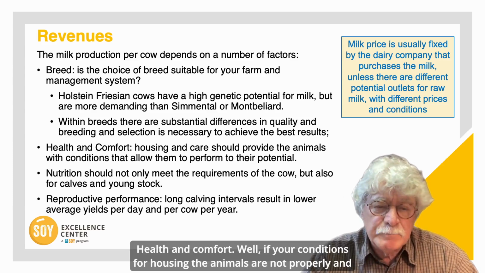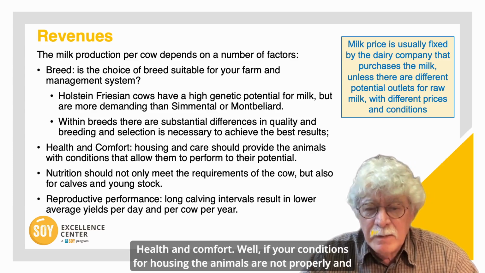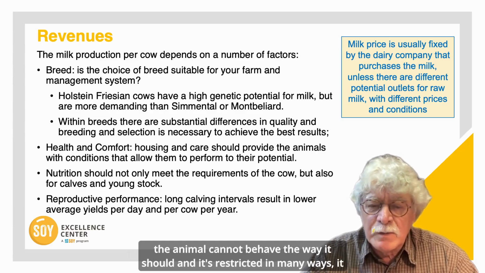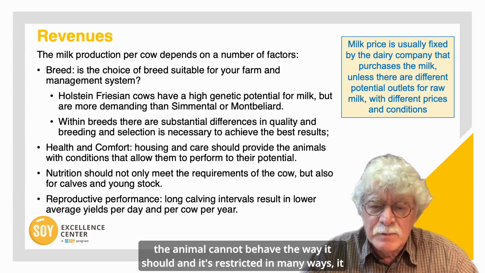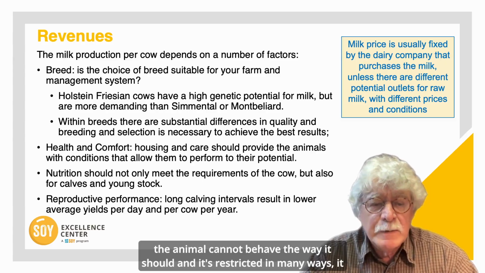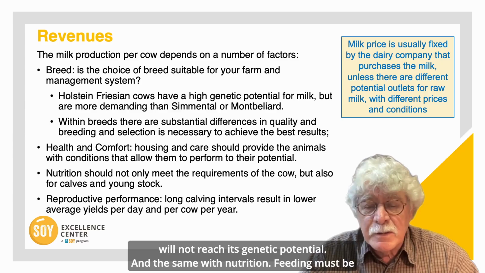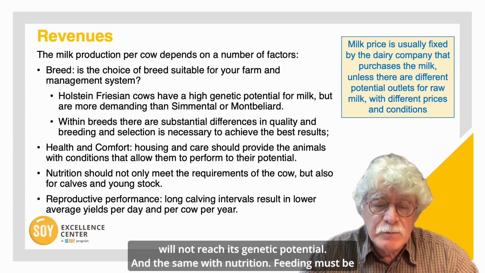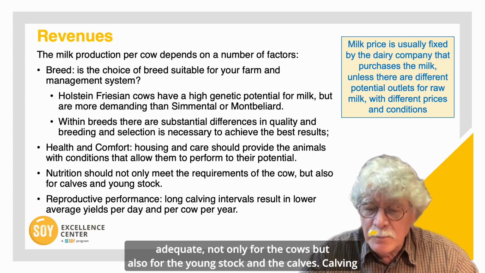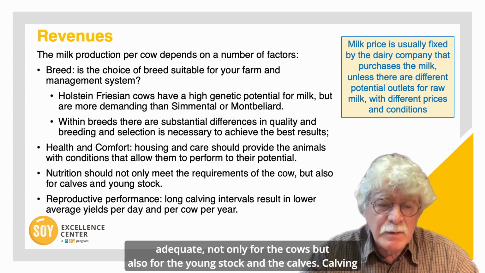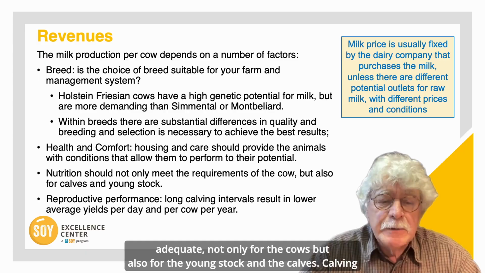Health and comfort. Well, if your conditions for housing the animals are not proper and the animal cannot behave the way it should and it's restricted in many ways, it will not reach its genetic potential. And the same with nutrition. Feeding must be adequate, not only for the cows, but also for the young stock and the calves.